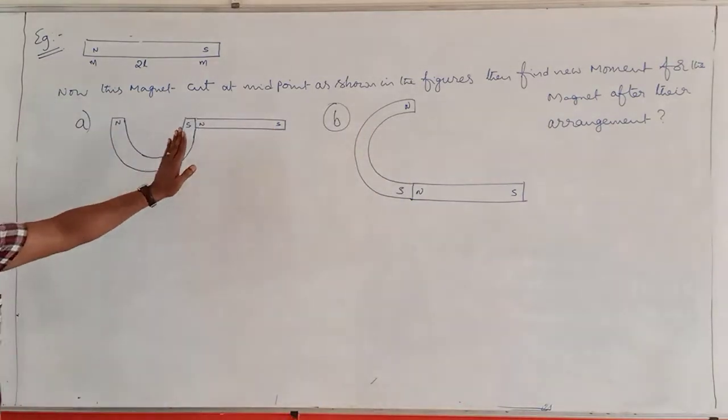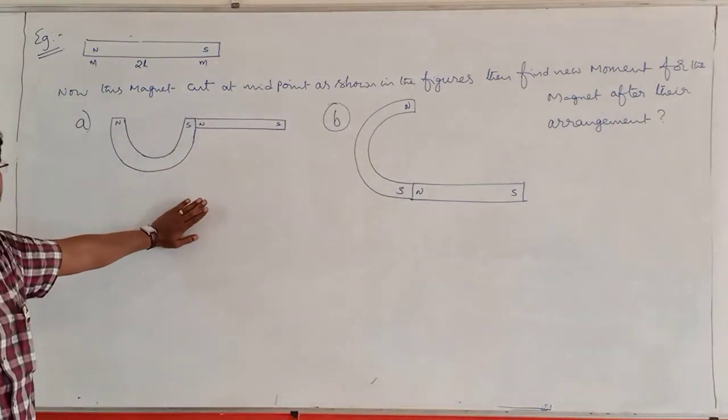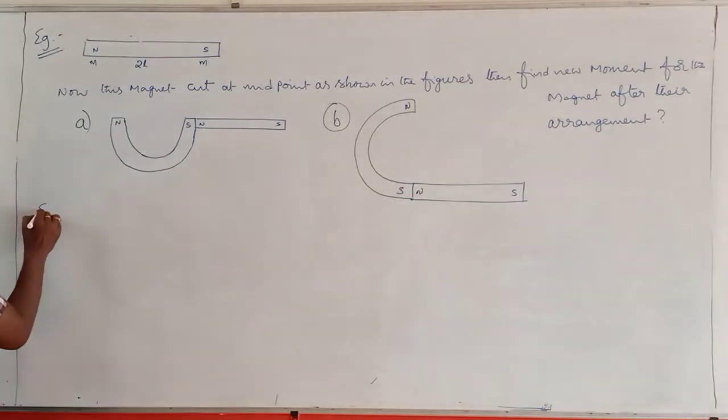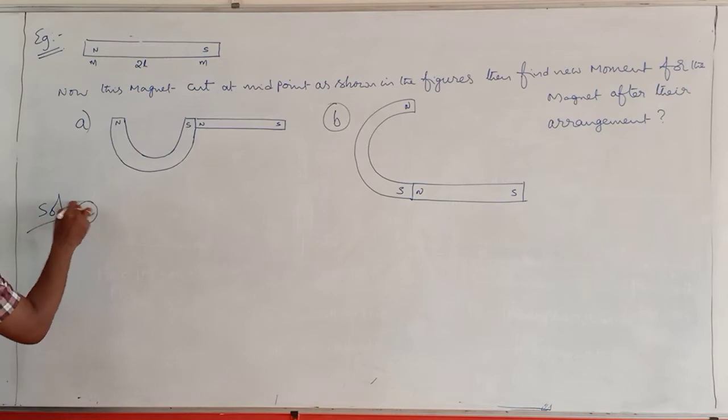See, they were arranged like this. What is the magnetic moment for this diagram and for this diagram? That is the question. Simple. First, the solution for the first one. How can we write it?